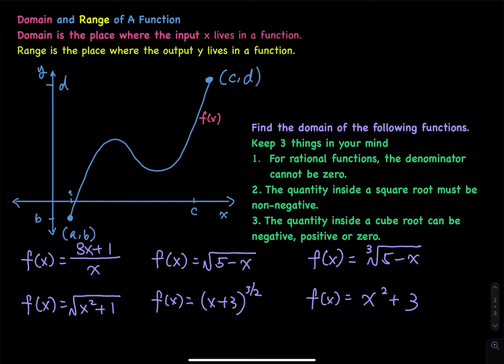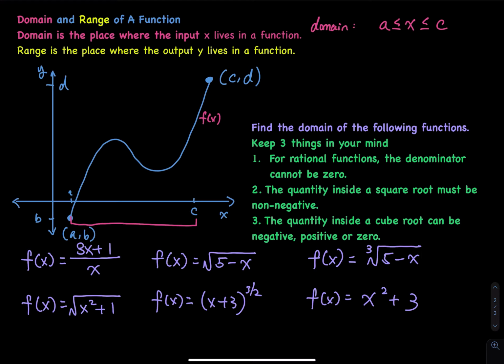This graph has two endpoints, one at (a, b) and one at (c, d). Looking at the x, x goes from a to c. What is the smallest possible x value? The answer is x equals a. What is the biggest x value? The answer is x equals c. So from a to c, we say the domain is x is between a and c. It is just that easy.